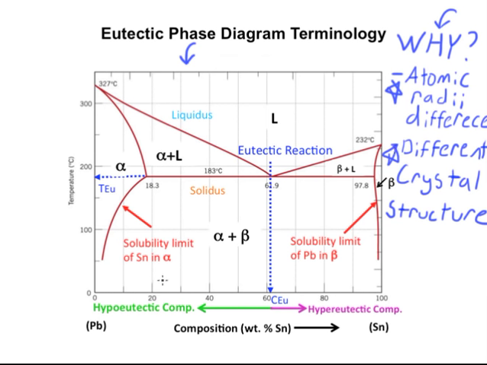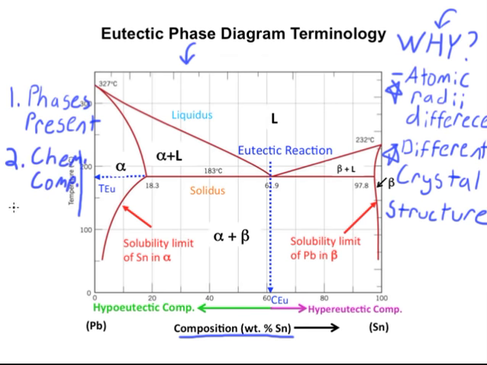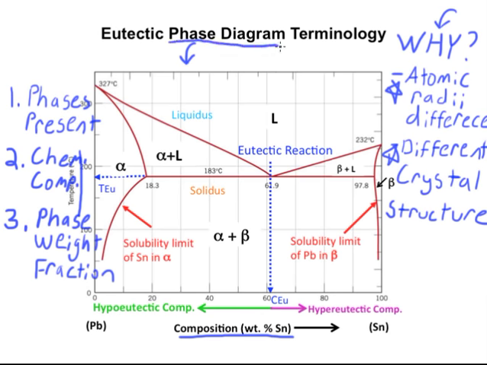Phase diagrams tell us which phases are present at a given temperature, which is on our y-axis, and a given nominal or overall composition. The phase diagram is a map that tells us, at any temperature and nominal composition, three things. First is what phases are present. Second, what the chemical composition of each phase is. And three, what the phase weight fractions are. Most alloys have two or more phases because the properties are improved. So this is why we need phase diagrams.